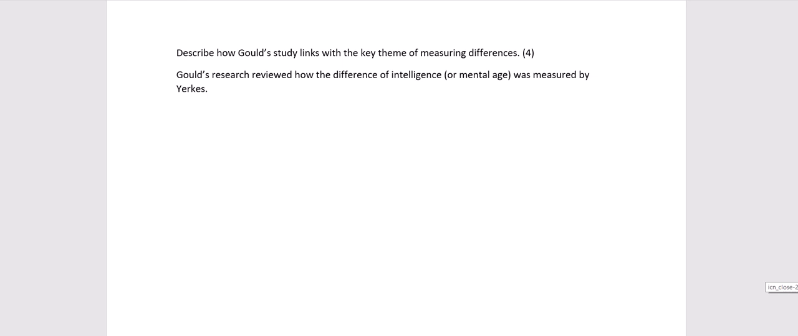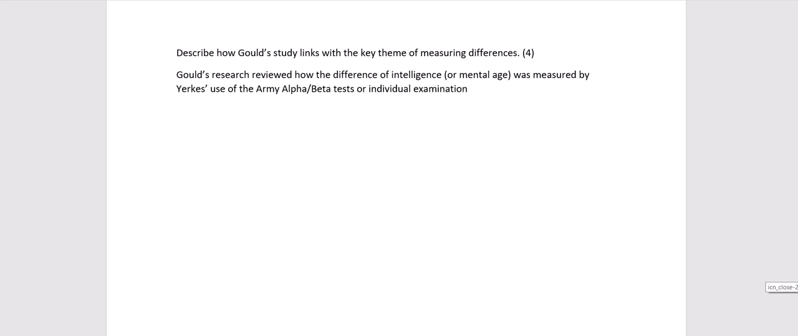Okay, so in my opening sentence here, I have made it clear that I'm talking about a review article because I've used the word reviewed, and I've done my what part of the answer. So I've said what the difference is. So Gould's research reviewed how the difference of intelligence or mental age, which is the what part, was measured by Yerkes. Okay, so that's my what part done. So now I need to do the who, the how, and the finding.